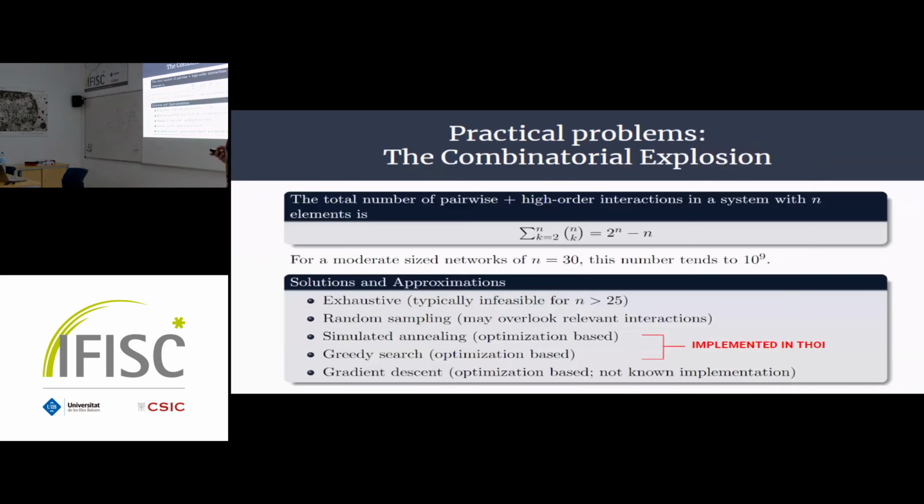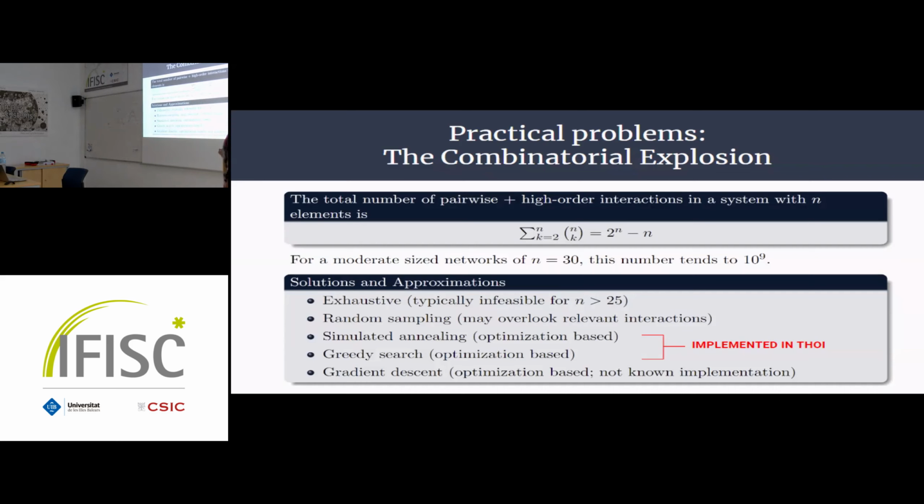these metrics. The problem when you go into the high order world is that the number of pairwise elements plus high order interactions scales like that. So if you go to a system of, for example, 30 variables, the number of high order interactions goes to 10 to the 9. So the exhaustive approach is computationally unfeasible, and up to date, going beyond 20 or 25 was very hard if you don't have a huge high performance computing approach.